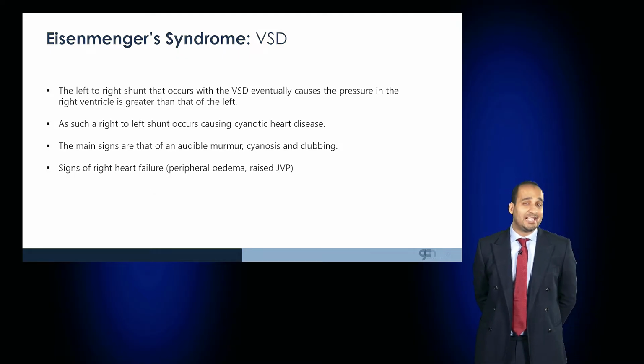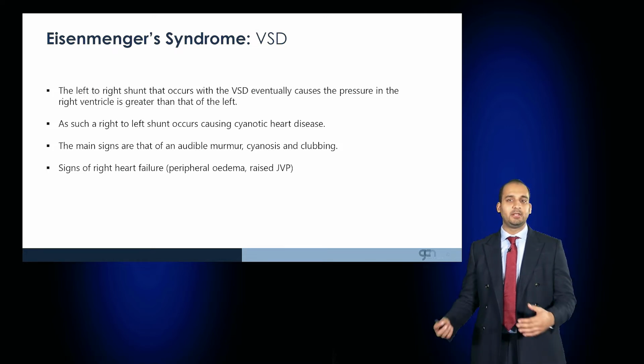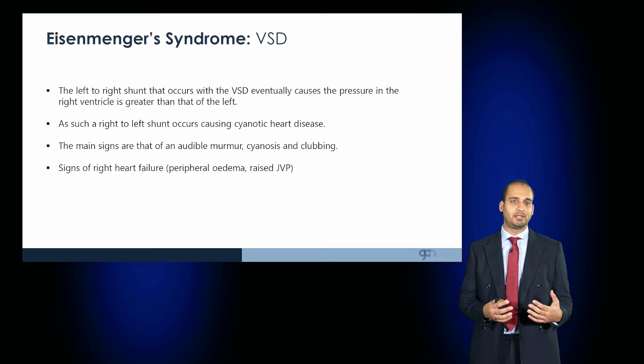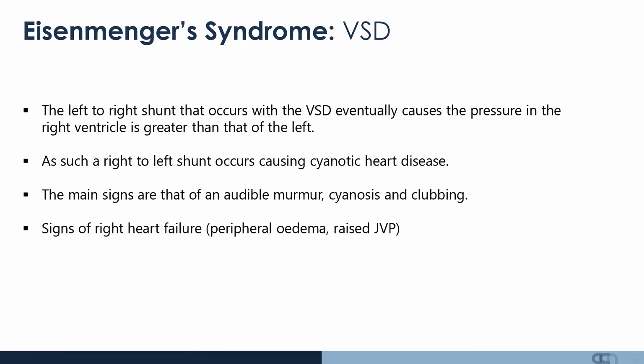Be aware of Eisenmenger syndrome. This is where a normal left to right shunt that occurs in VSD eventually causes the pressure in the right ventricle, as a result of compensatory remodeling, to exceed the pressure of the left. And as such, a reversal leading to a right to left shunt occurs, resulting in cyanotic heart disease. The main signs are an audible murmur with cyanosis and clubbing. Signs of right heart failure such as peripheral edema and raised JVP will also be present.